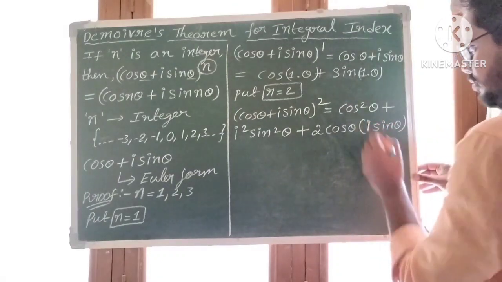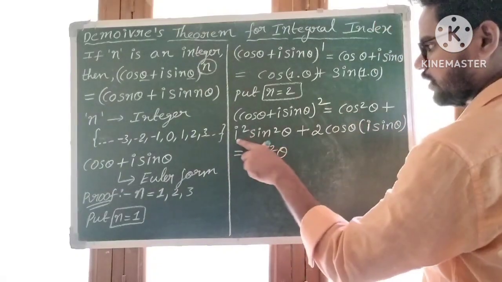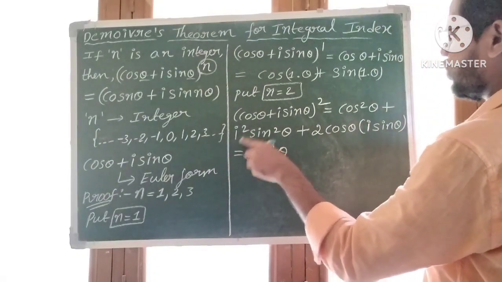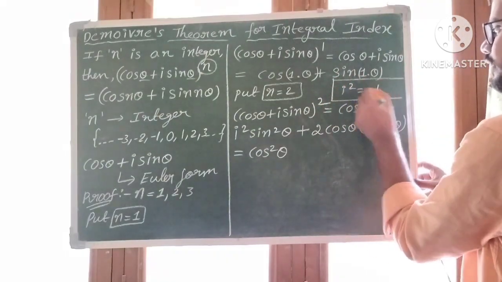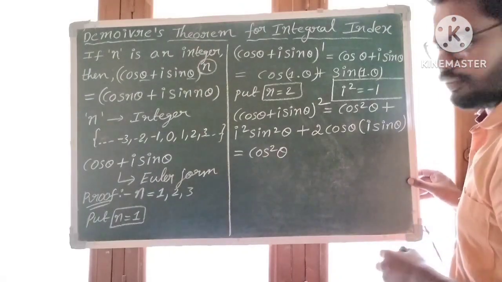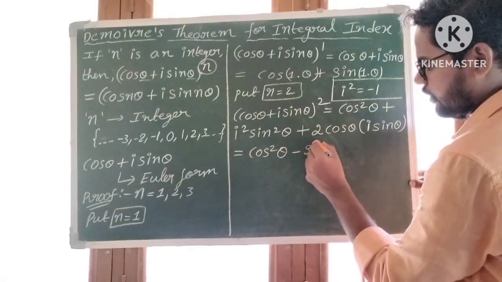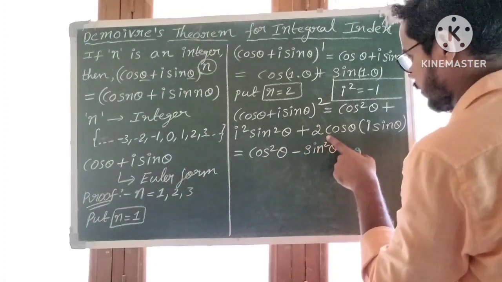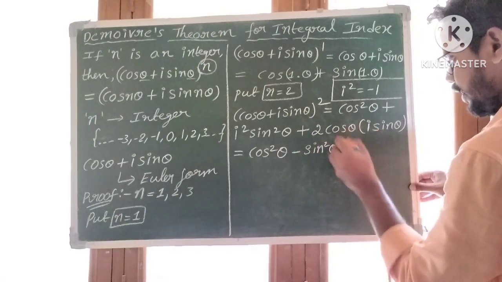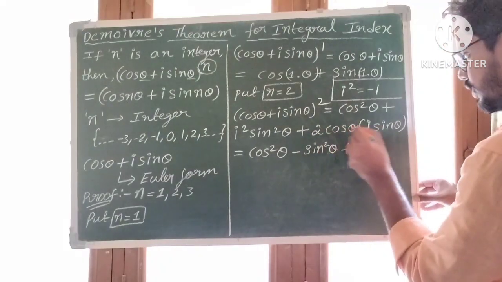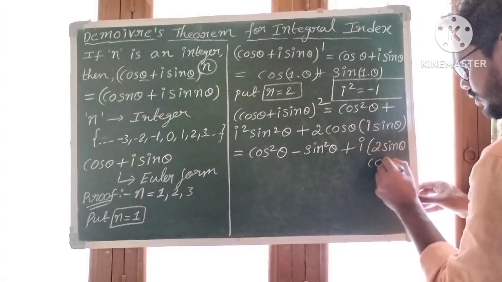Cos square theta, and i square value. What is the value of i square? In complex numbers, i square is equal to minus 1. Put i square equal to minus 1 here. Minus 1 into sine square theta, minus sine square theta. So here plus i into 2 sine theta cos theta.